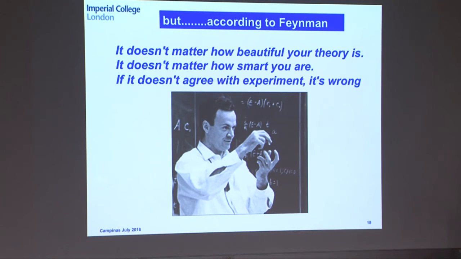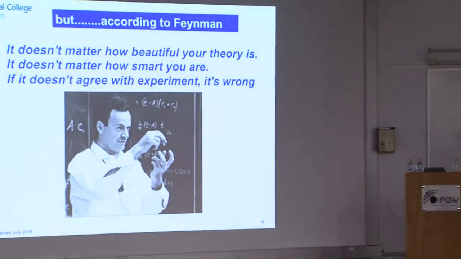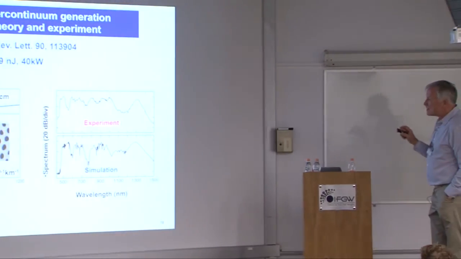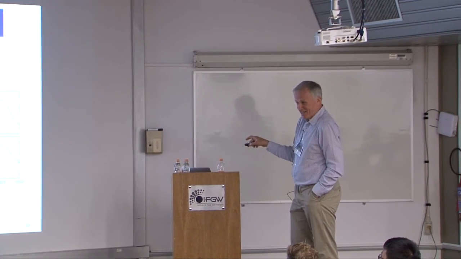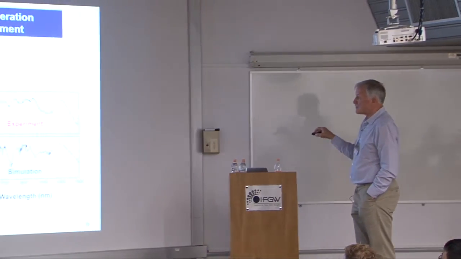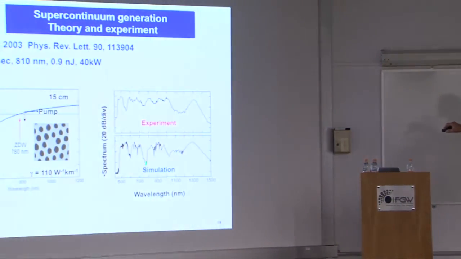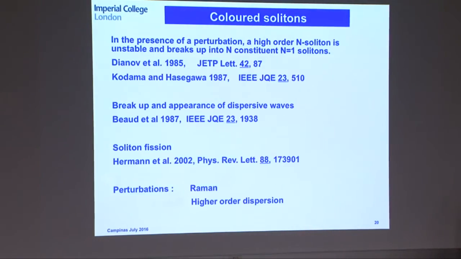But as Feynman says, it doesn't matter how beautiful your theory is, doesn't matter how smart you are, if it doesn't agree with the experiment, you're wrong, and that's it. Tough luck. The most annoying thing about Dudley's work is that it's really, really good. It really agrees remarkably well with the experiment. So you can see there's a really good one-to-one correspondence between this.